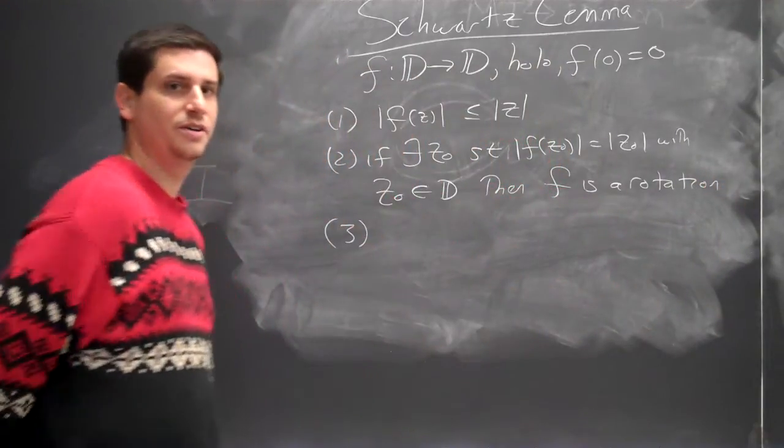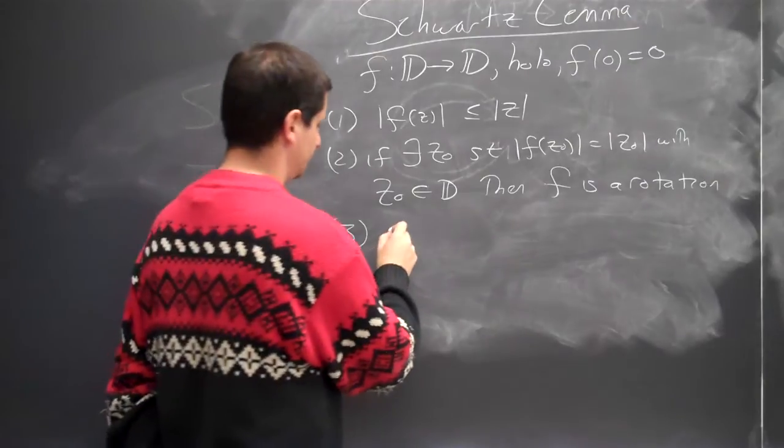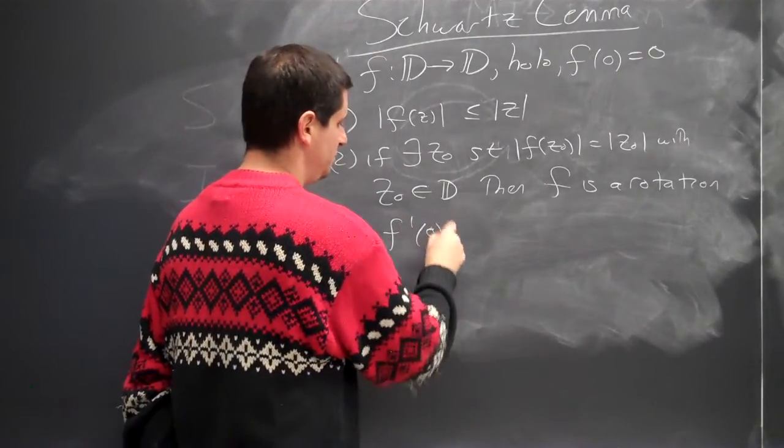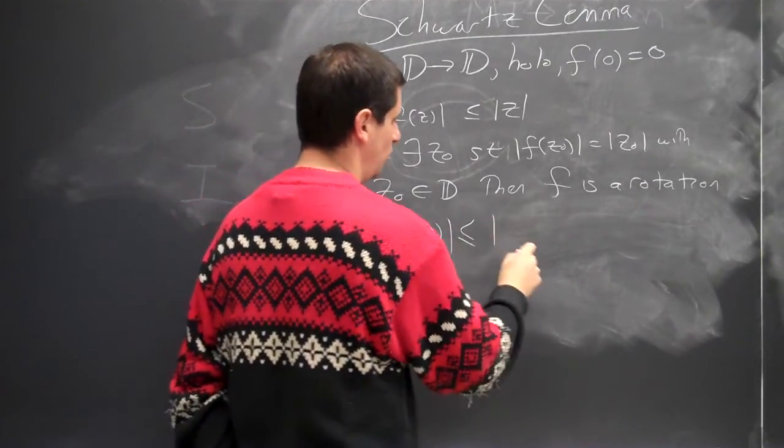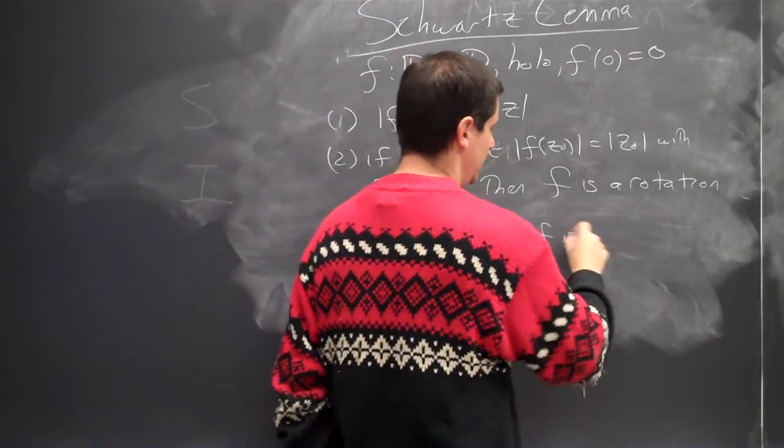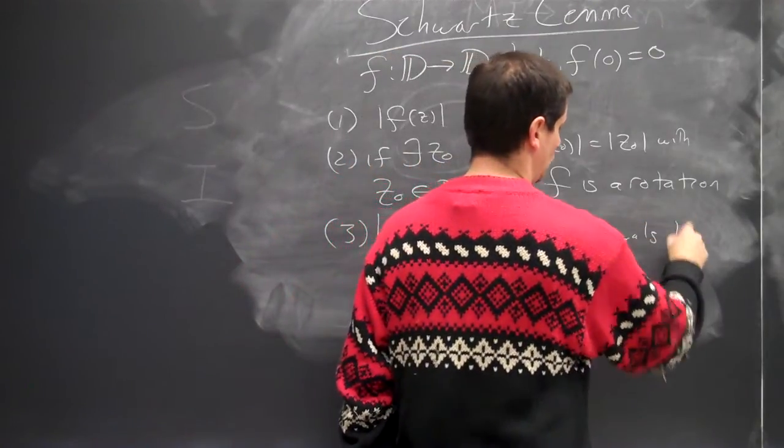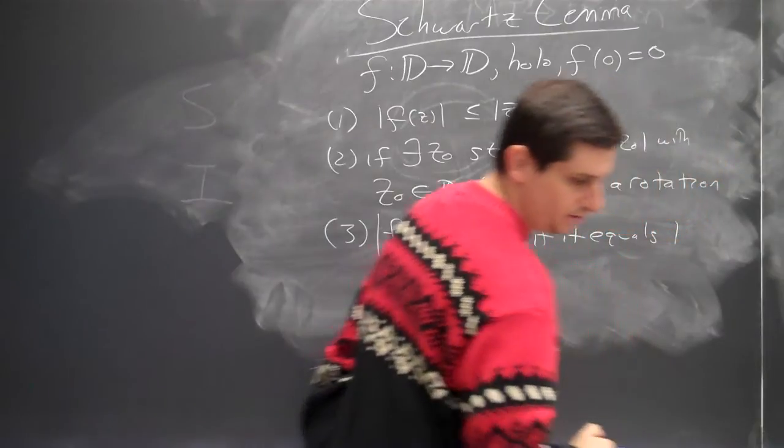And the last one is the following. The absolute value of f prime of 0 is less than or equal to 1. If it equals 1, then we have again f is a rotation.